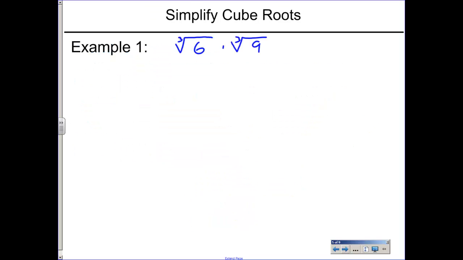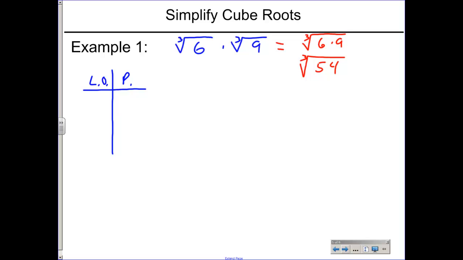Example 1, we're going to go ahead and multiply these together. So we end up with the cube root of 6 times 9, which is going to be the cube root of 54. Now what we've got to do is look for perfect cubes. The best way to do that, because a lot of people don't know what the perfect cubes are, is to use a factor tree. So we have our leftovers on this side, we have our prime factors on this side.